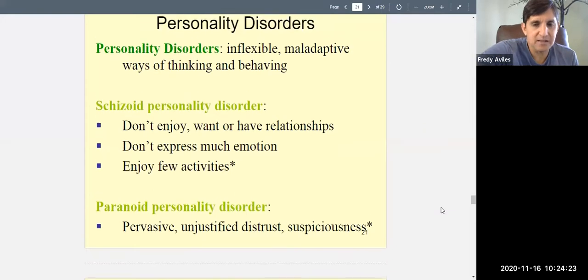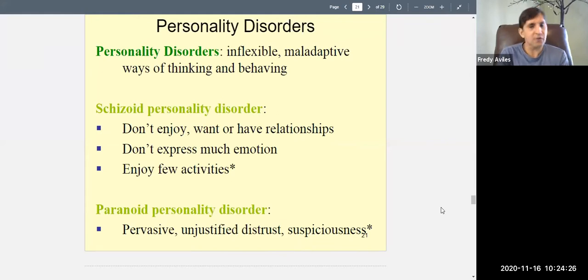There's also paranoid personality disorder, which reminds me of some people that I've heard of on TV and on the news. It's going to sound like paranoid schizophrenia, but it is not. It is different. These are people who have pervasive, unjustified distrust and suspiciousness, people who believe that others are out to harm them, out to get them, out to screw them over. It's pervasive. They always think people are out to spread lies about them, out to harm their reputation or do something bad to them. And it's unjustified. No one is trying to hurt them. It's not true. And they're always very suspicious of other people.